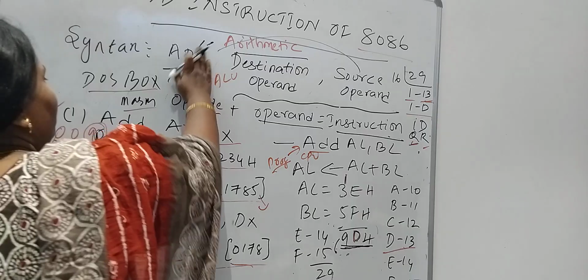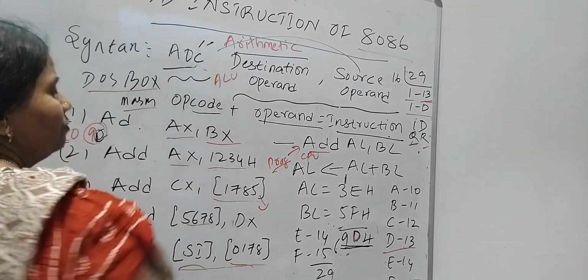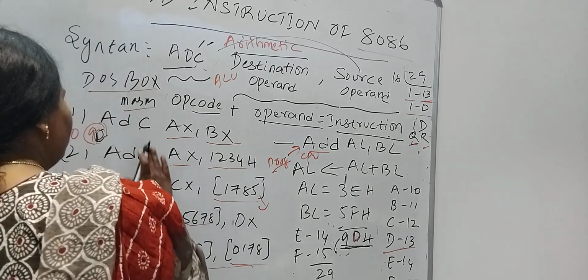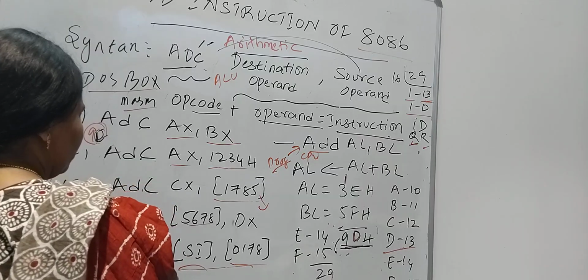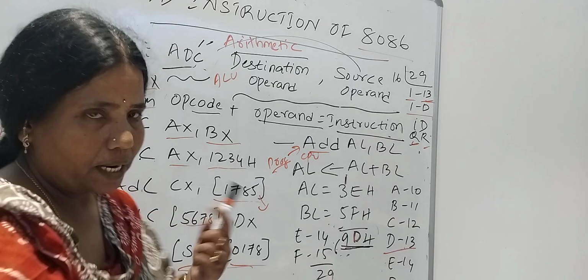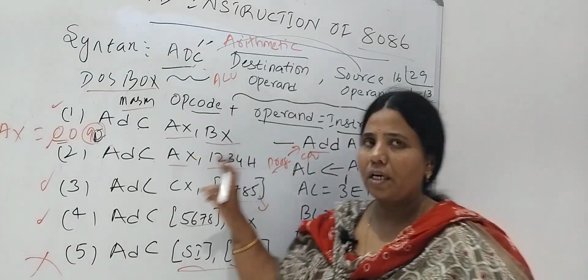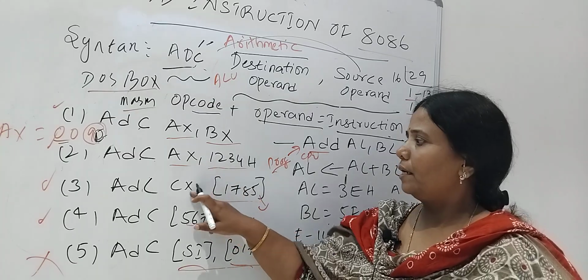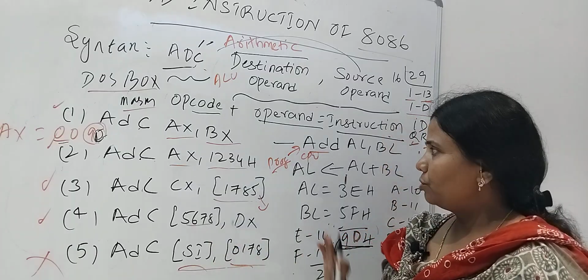Instead of ADD, if you write ADC, this represents add with carry. Here also the operands can be used as with the ADD instruction: two registers, one register and data in a memory location, or one memory location data and a register. Both operands in memory locations you should not use.